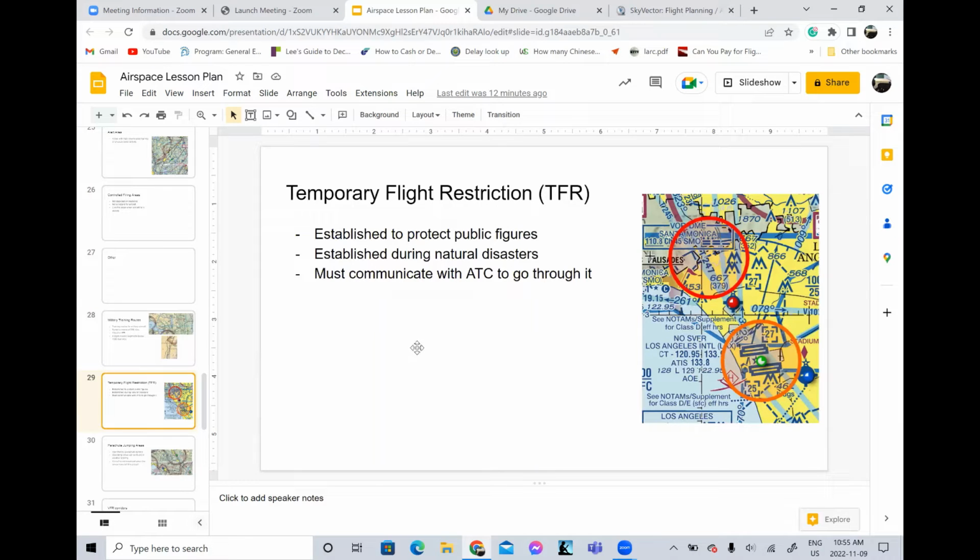All right, the next one is a TFR, or temporary flight restriction. These are usually established to protect public figures, or they're established during natural disasters.